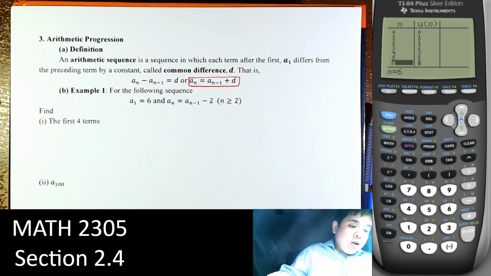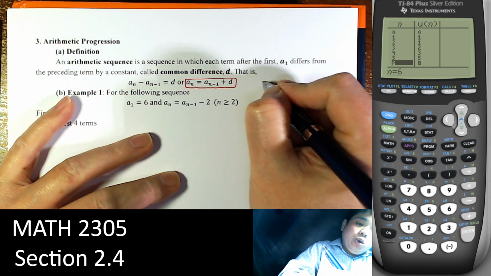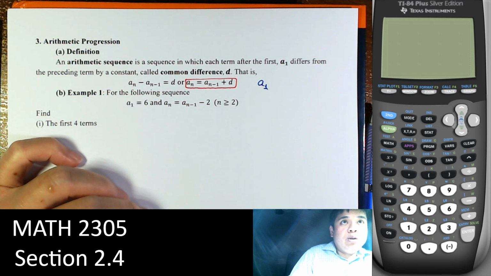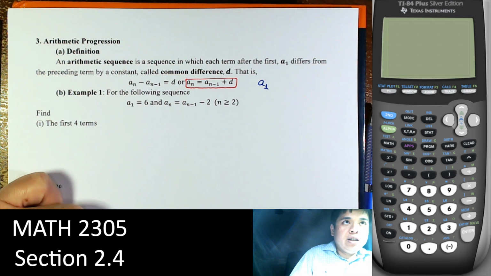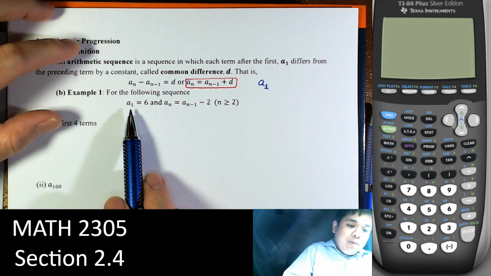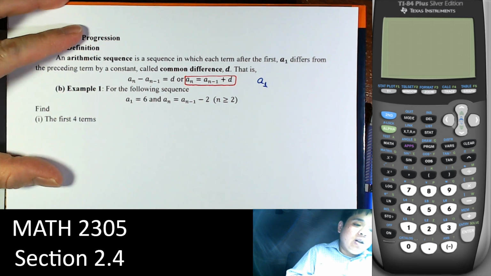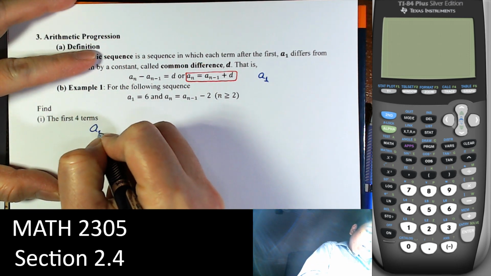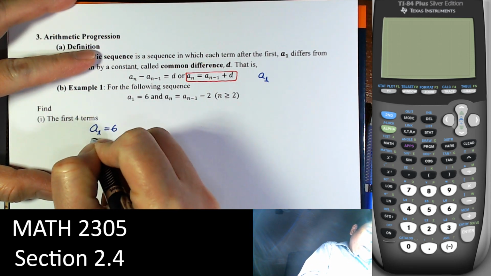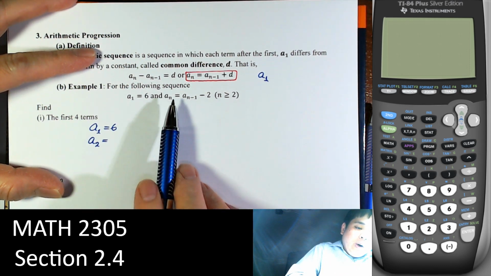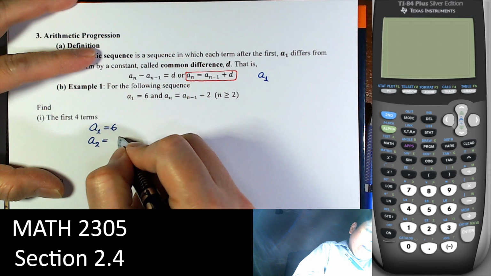And with that, of course, we need to know where to start. So usually we know we start from a1 and then we add d to it. Right? So we have to know where to start, and then we can generate the rest. For example, if a1 is 6, what are going to be the first 4 terms? So we know the first term is 6. For the second term, we're going to put 2 in here for n.